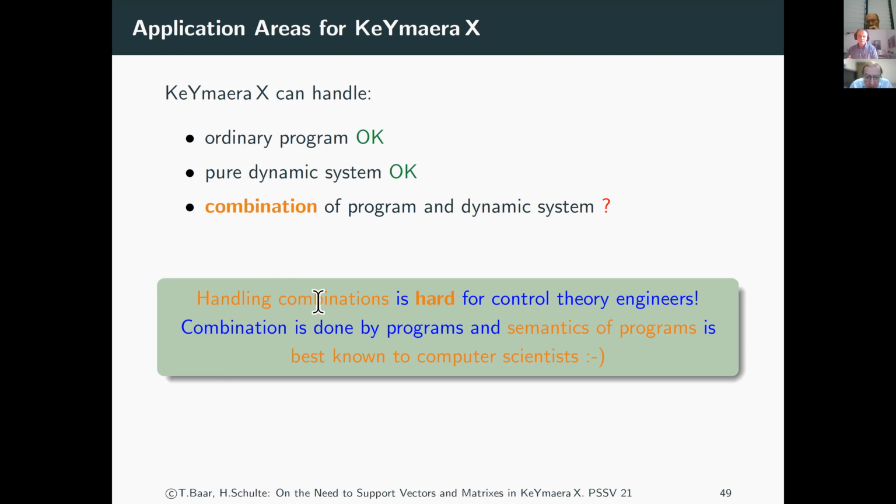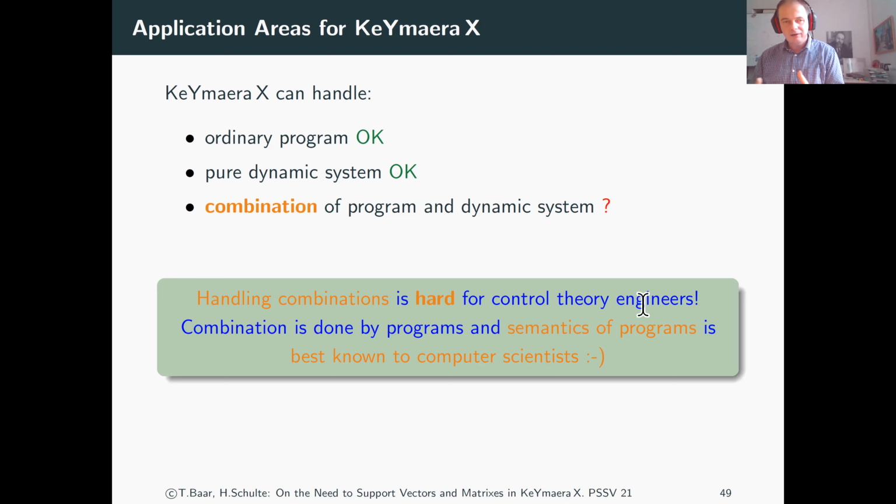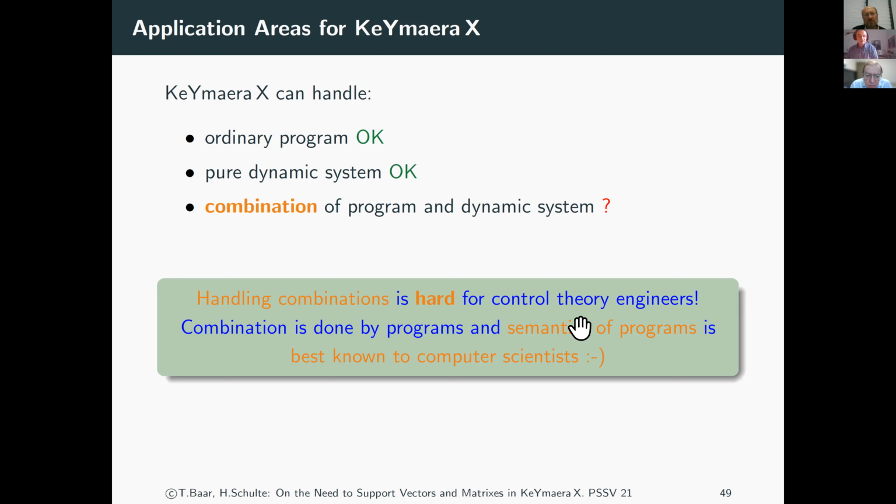But it's very important to have such a tool, because handling the combination is really hard for control theory engineers, because we know this differential equation and the solution for it well, but it's very hard for them to combine them with a programming language. In order to do this, you need the semantics of programs, right? You have to know what it means, sequential execution or non-deterministic choice. And this is something where we, from computer science, are the right guys to do this.